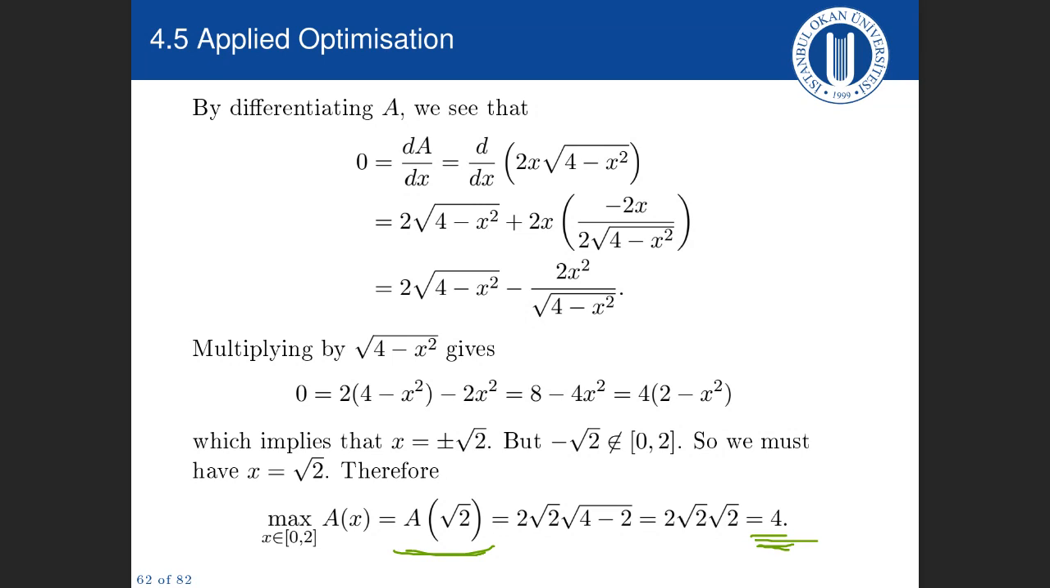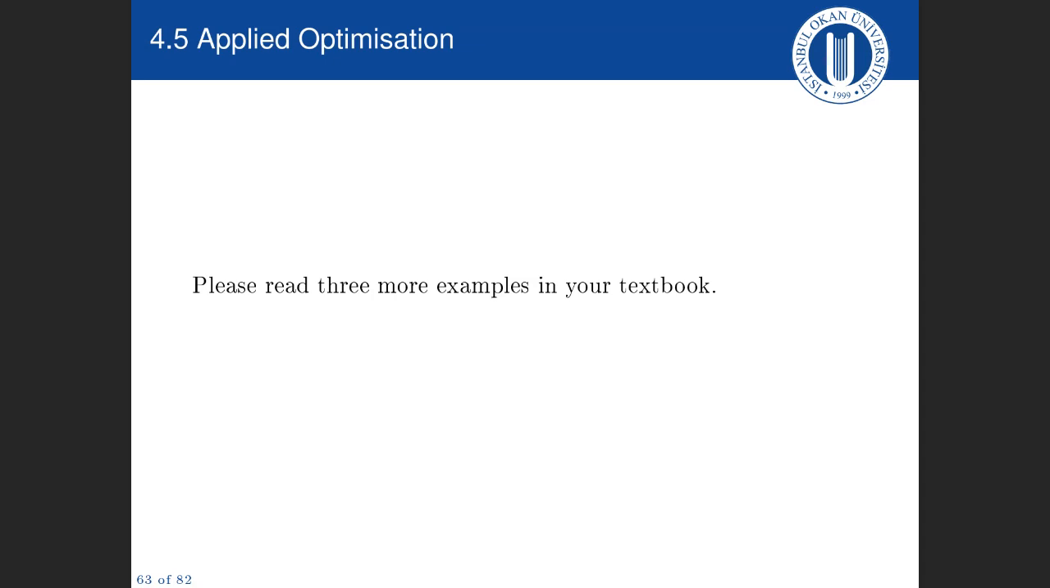Now, all three of these examples were basically the same. We're trying to find the maximum, or the minimum, of some function. In your textbook, there are 3 more examples, and the idea is always the same. We get some sort of function, and then we try to find the maximum or the minimum of it. So I'm going to leave these last 3 examples for you to read.